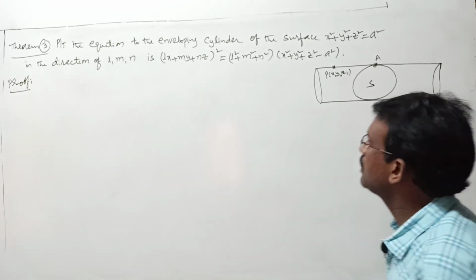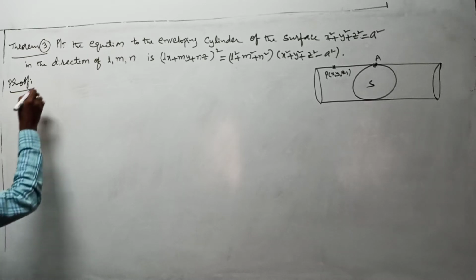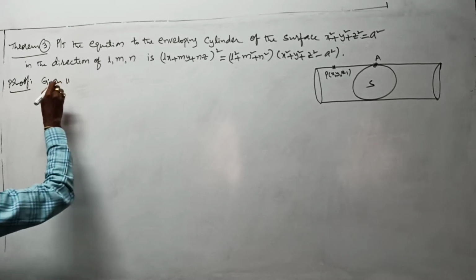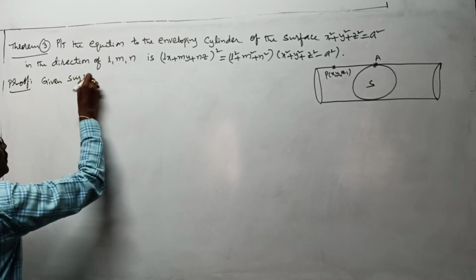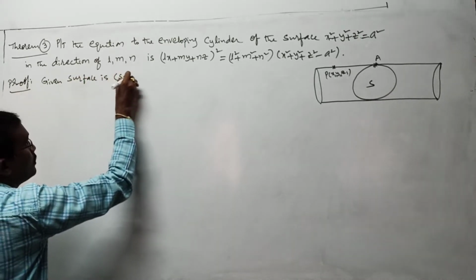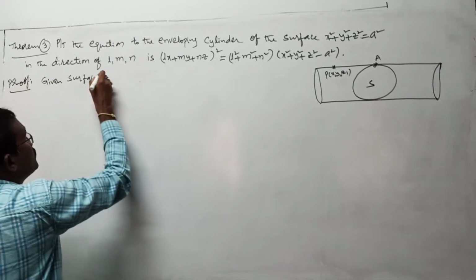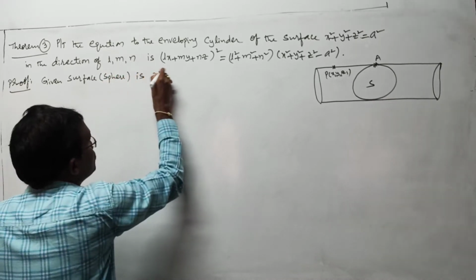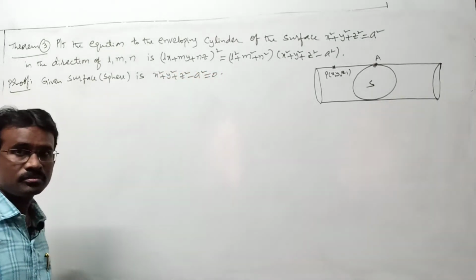Now come to your approach, let us go to the proof of it. Yes. First take your given surface. Given surface means what? Sphere. The given surface, the sphere, is x square plus y square plus z square minus a square equal to 0, right?